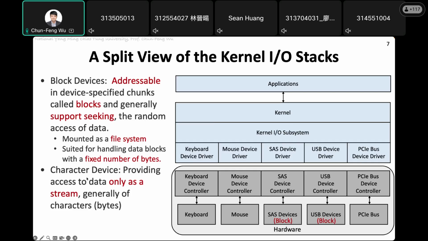So this is the reason why Linux separates those two different kinds of devices, and they use very different IO stacks to handle them. Okay, so that is the block device and the character device.